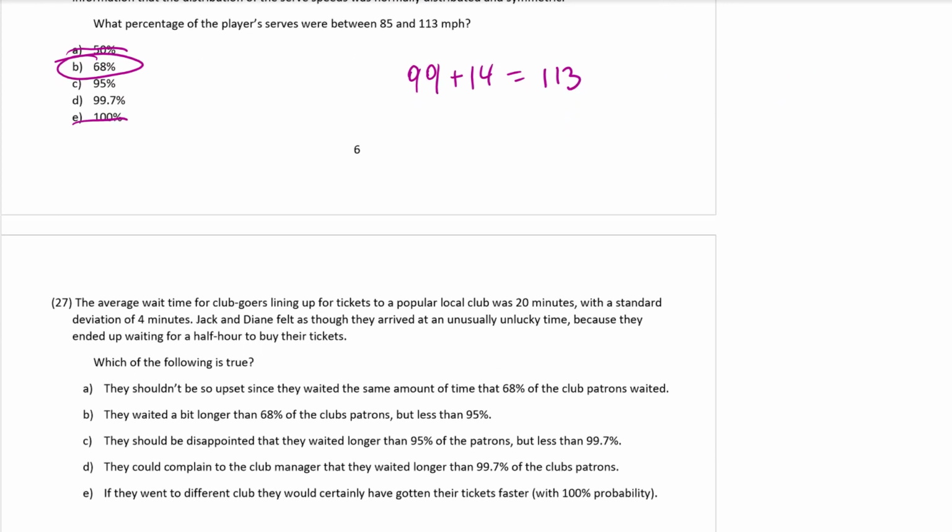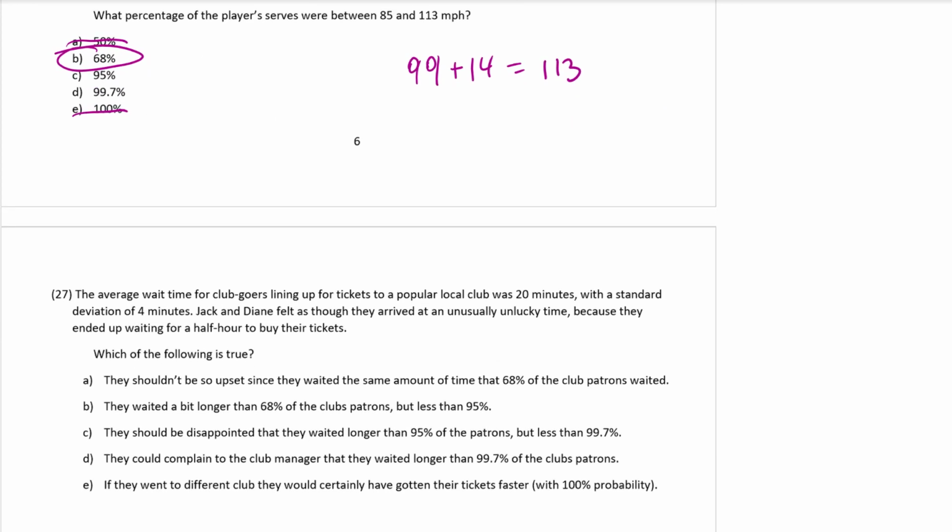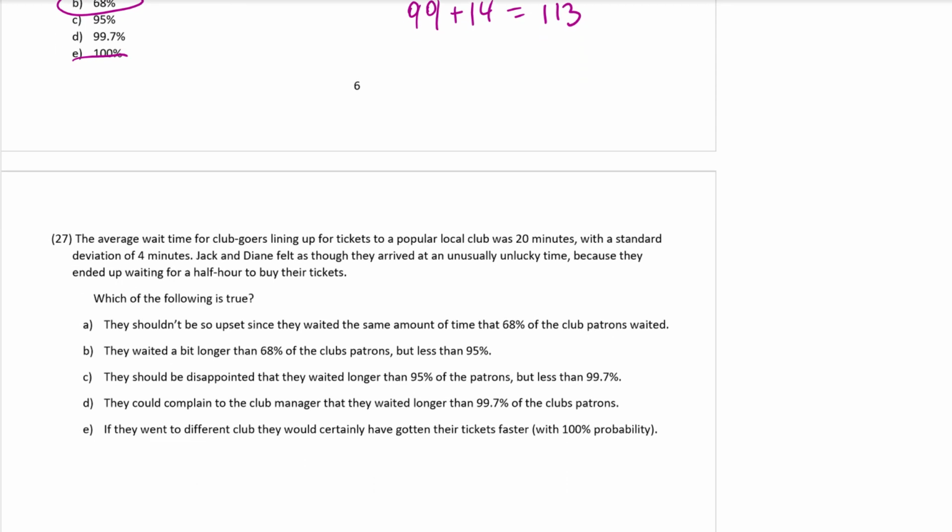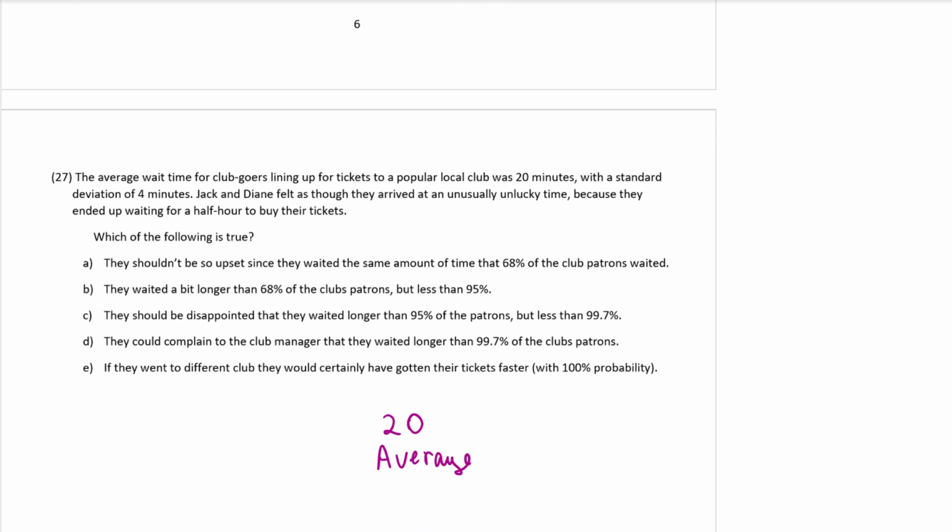And finally, the last question. The average wait time for club goers lining up for tickets to a popular local club was 20 minutes with a standard deviation of 4. Jake and Dan felt as though they arrived at an unusual, unlikely time because they ended up waiting for half an hour, 30 minutes, to buy tickets. Which of the following is true? Well, let's see where they're located. So 20 minutes is the average. Let's see if 30 minutes is more, what percentage it falls. Notice in the choices you do have 68, 95, 99.7. So let's say where they are.